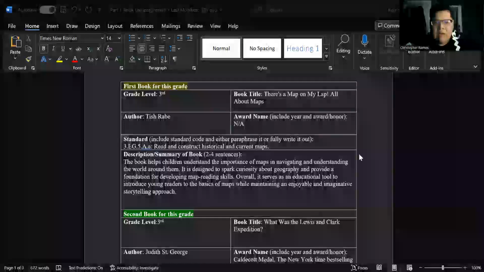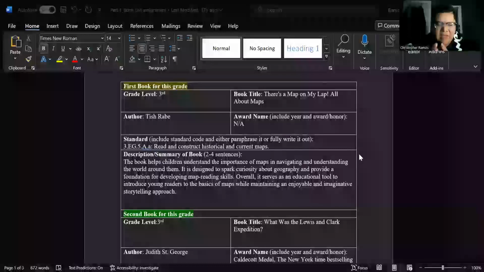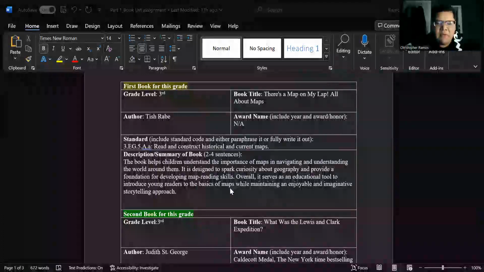I feel it's a cool way for third graders to enjoy the book. It's by Dr. Seuss, I think, or related to that. So it's a fun book to learn about maps, and a fun way of doing it as well.